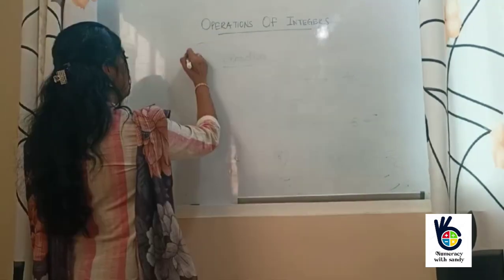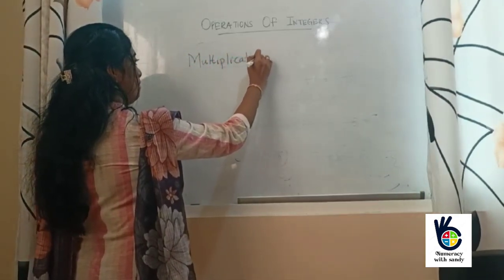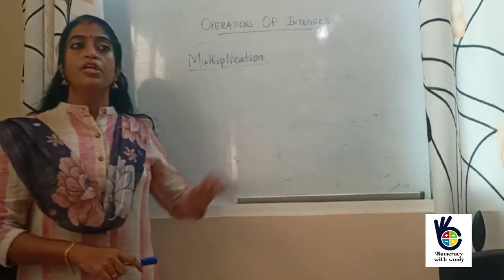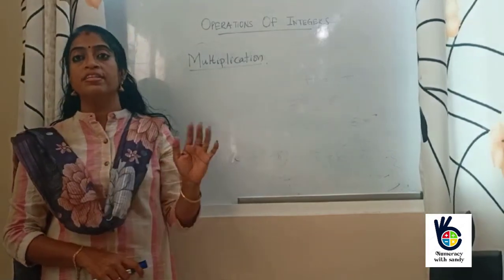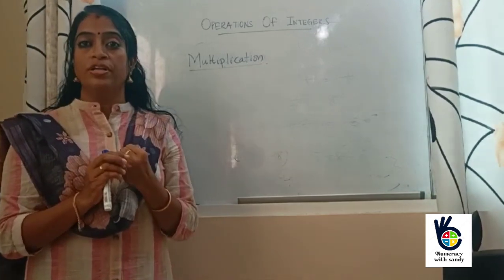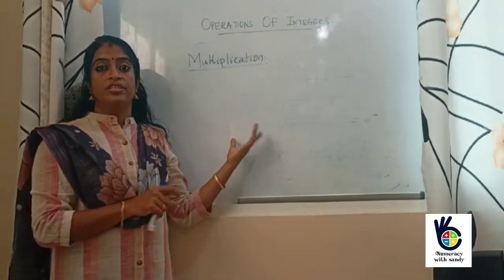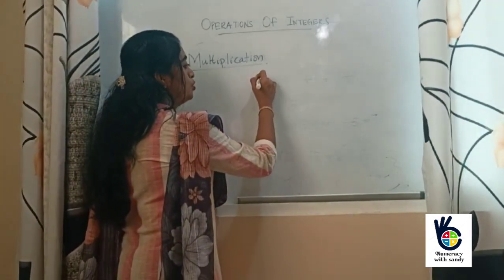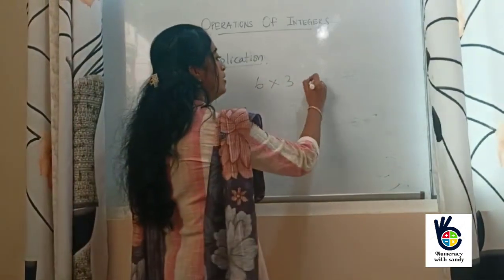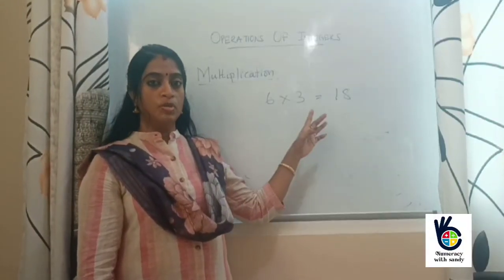Then multiplication. Multiplication of integers is really very important. If we know the multiplication of integers, the same applies to the division of integers. So we are learning operations on integers: addition, subtraction, multiplication and division. When we are multiplying two positive integers, 6 times 3, any bigger integer or smaller integer, let us discuss multiplication.